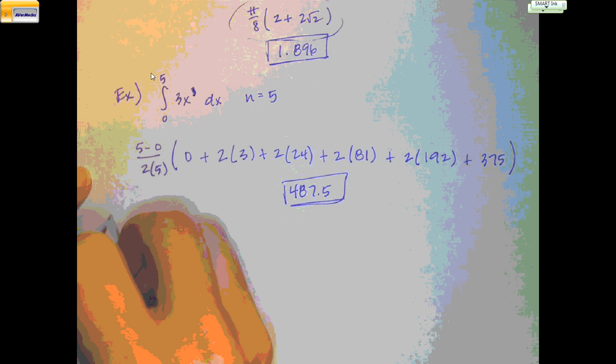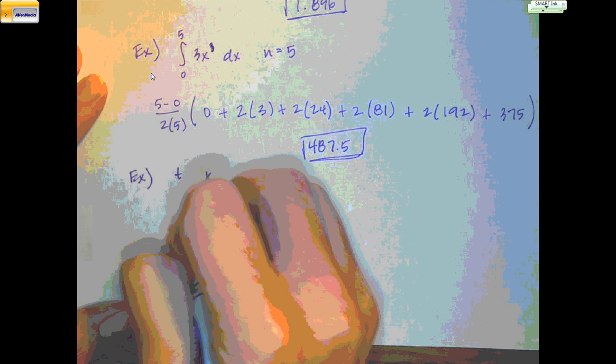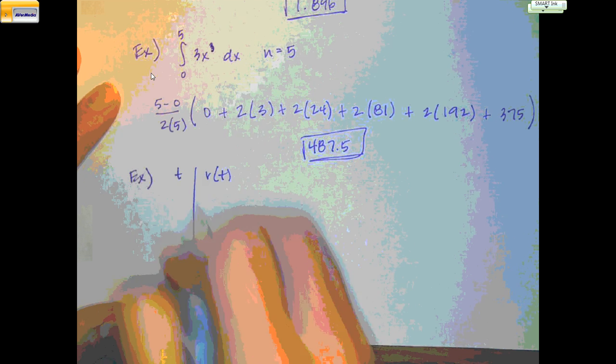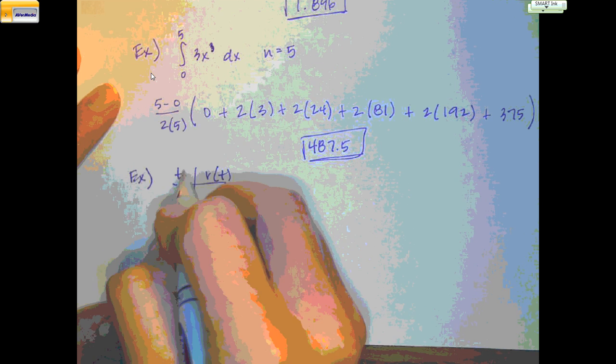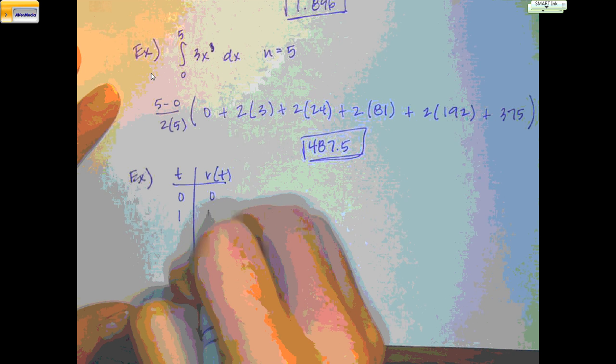One more example, and it's going to look a little bit different. They might give you information that looks like this. They might actually give you a T-chart where you have time and maybe velocity at that time, and you're trying to find distance. And let's say when no seconds have passed, velocity is 0. Let's say 1 second goes by and you're at 15 miles an hour.